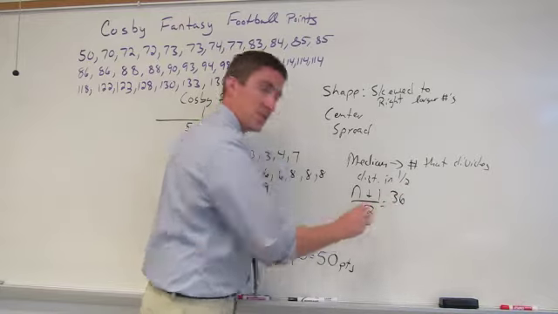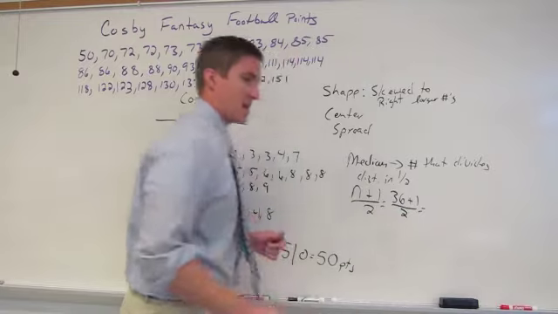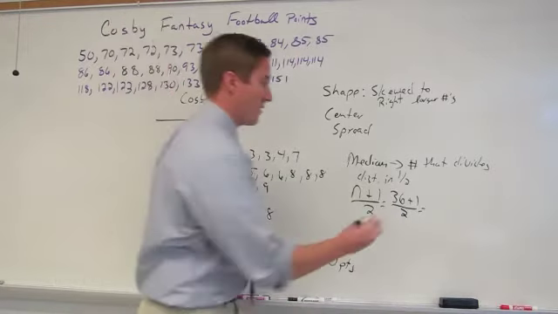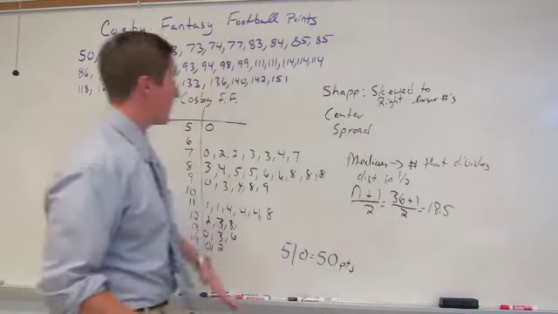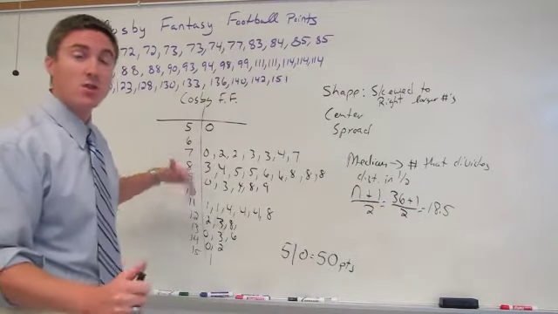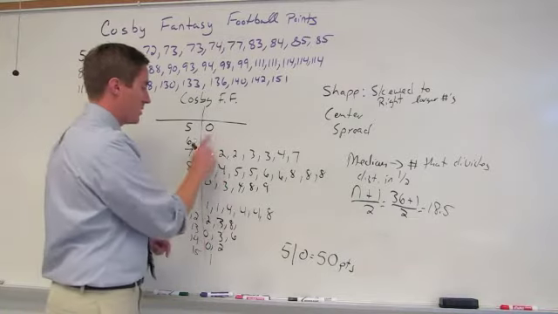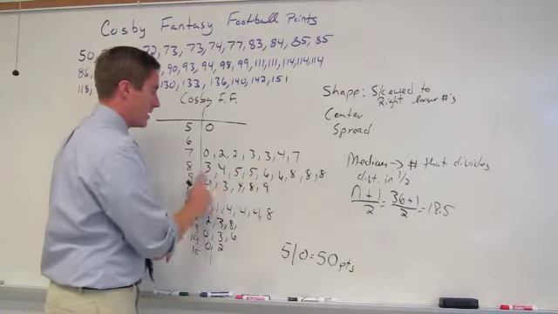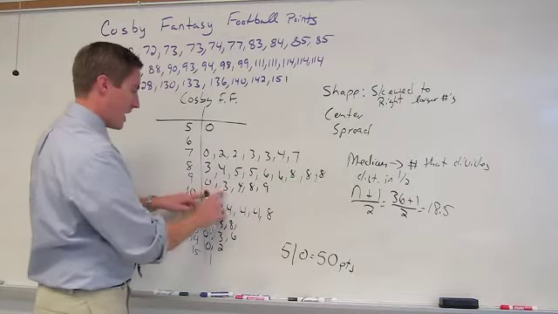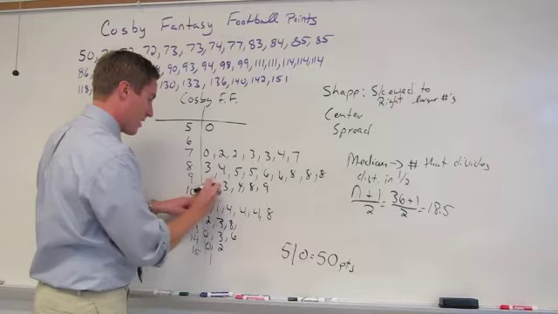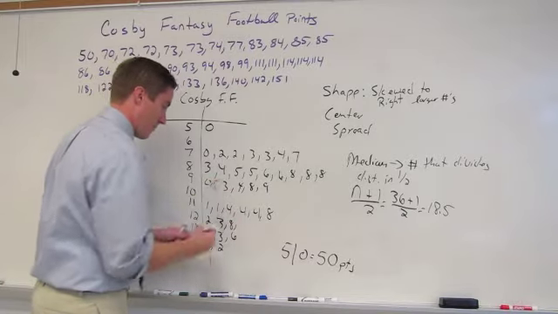So I have 36 numbers. I add 1 and divide by 2. And so that's going to leave me with 18.5. So does that mean my median's 18.5? Well, that doesn't make sense. No, it's the 18.5th number. So I count in order: 1, 2, 3, 4, 5, 6, 7, 8, 9, 10, 11, 12, 13, 14, 15, 16, 17, 18. So it's this number right in here. That's going to be my median right in here.